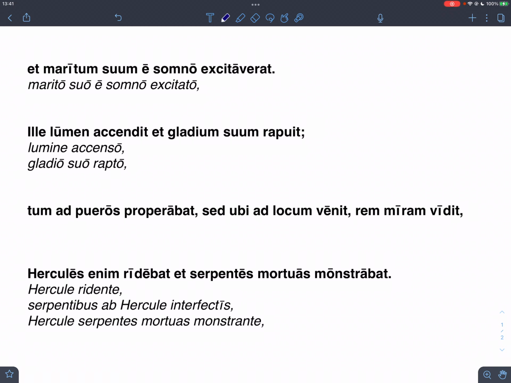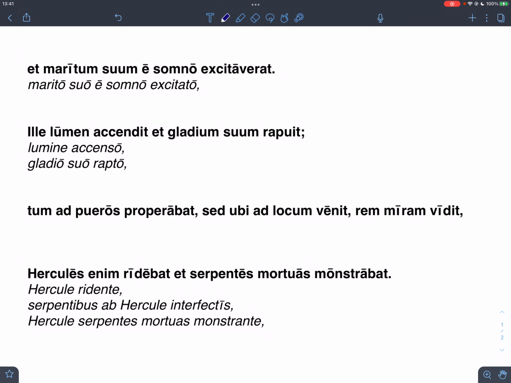Hi guys, I just wanted to go through and make sure you understood how the ablative absolute works. First, I'm going to start off with the real sentences from the story. So for example, here's a real sentence from the story. We're talking about Alcmena here.